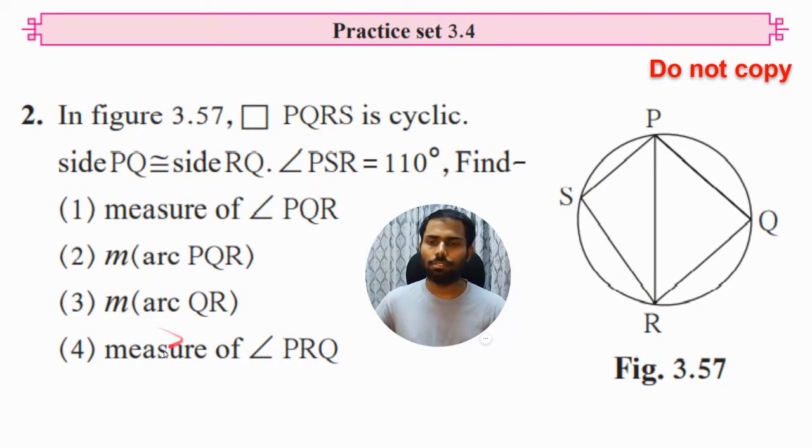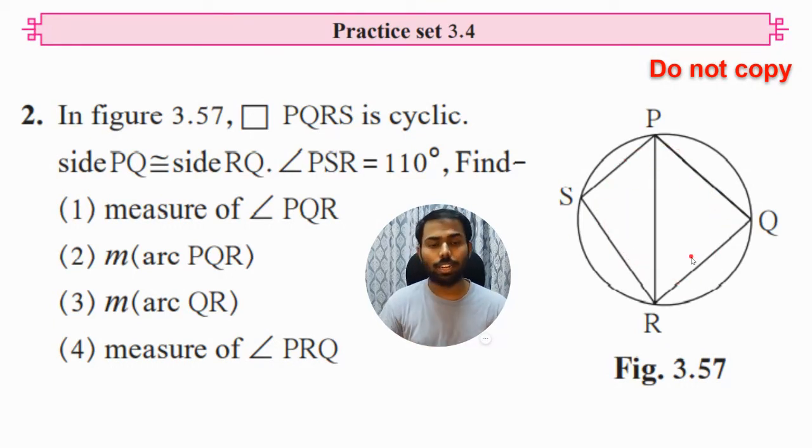Then they have asked you to find 4 things. The first thing is the measure of angle PQR, which is over here. How will you find this angle? You know the value of angle PSR, that is 110. How will you find this angle? You know this is a cyclic quadrilateral, right?